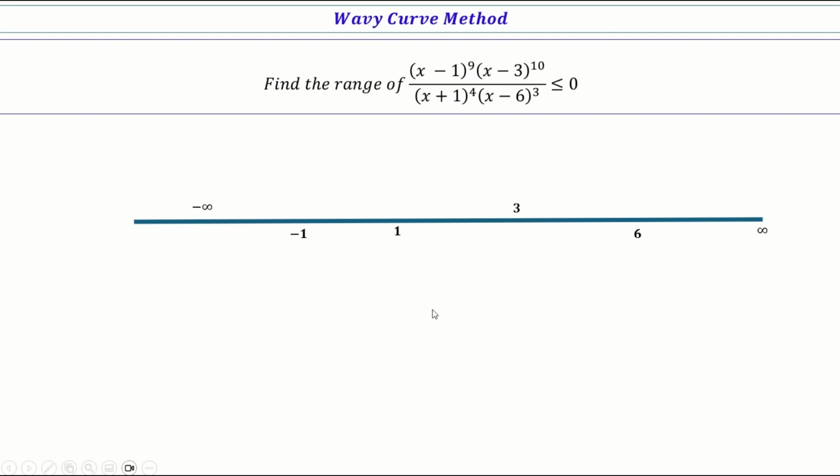Now, between 6 to infinity, what happens? Positive, positive, positive, positive, so positive. So it is the positive side, the curve will start from the top. Now, at 6, what happens? At 6, the power is 3, correct? So the curve will go down now. Change the direction. Now, at 3, its power is 10, so no change in direction. So it will bounce back like this.